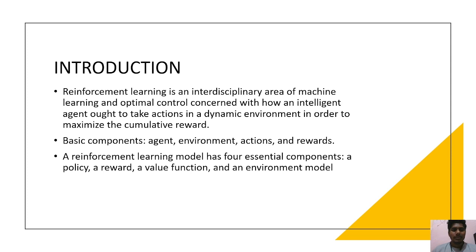Reinforcement learning is an interdisciplinary area of machine learning and optimal control concerned with how an intelligent agent ought to take action in a dynamic environment in order to maximize the cumulative reward. Basic components of Q learning: agent, environment, action, and rewards. A reinforcement learning model has four essential components: a policy, a reward, a value function, and an environmental model.